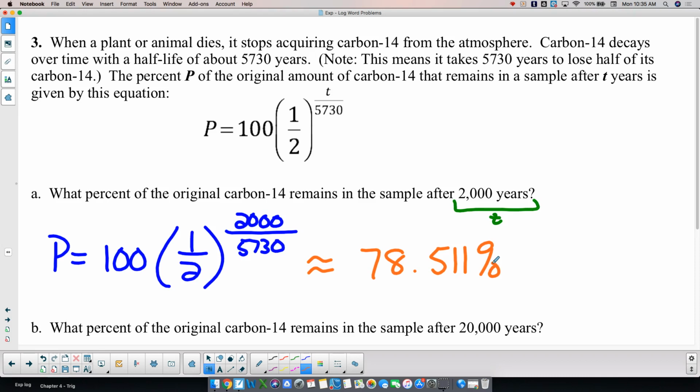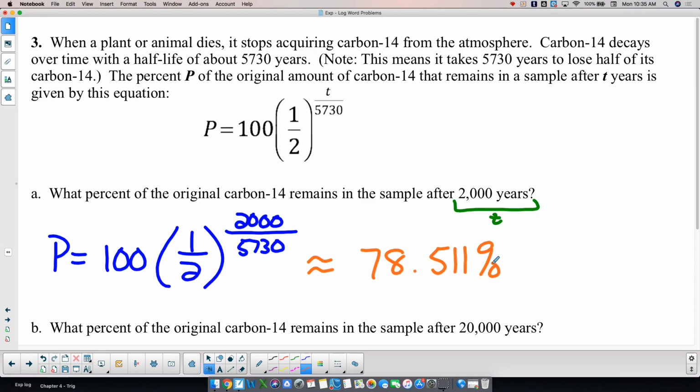Okay. So you just take half. Because 2,000 is about half of that, right? So 50% in that 5,000, half of it would be like 25%. So we should be somewhere around 75%. Okay? Yeah? That's the logic that I would go under. Yeah, we should be somewhere around 75%. And we are. So logically, it makes sense.